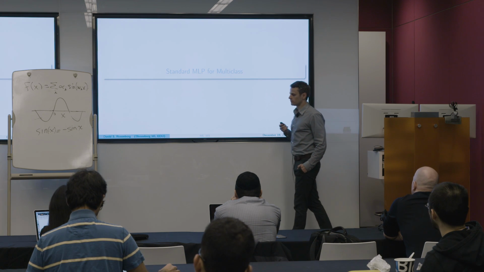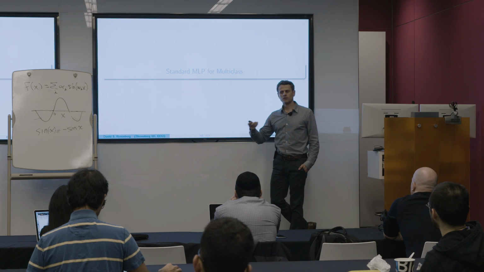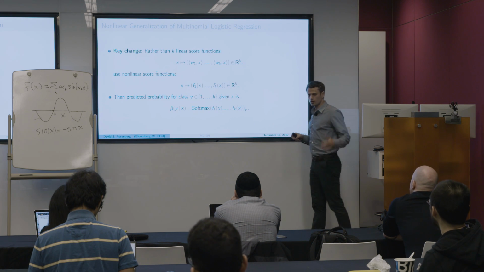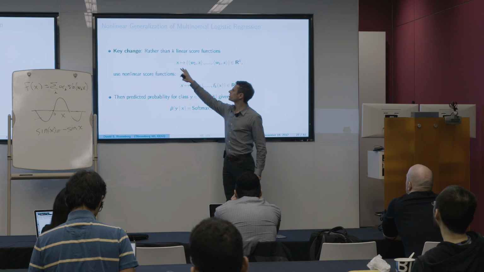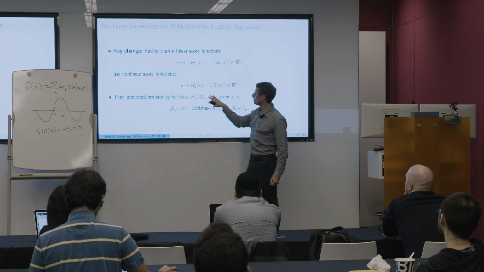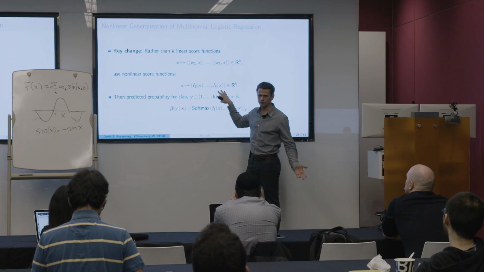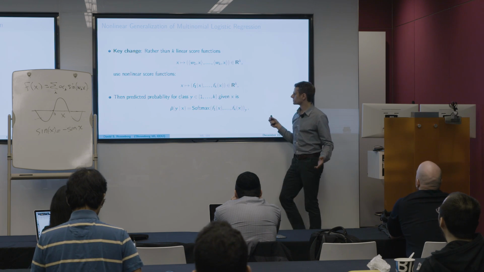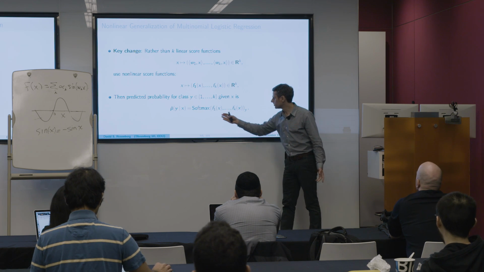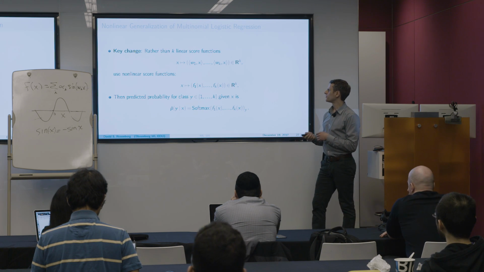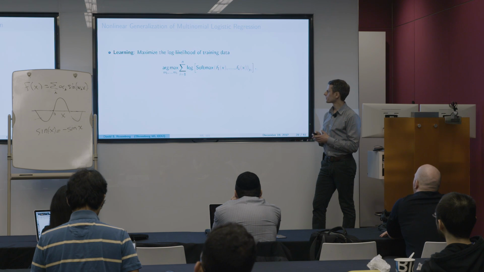So that's very nice if you want to do multinomial logistic regression. All right, so now let's go to the multilayer perceptron approach to classification. As was suggested, the key change is that rather than having these k linear score functions, we use k nonlinear score functions, f1 through fk. And in that case, the predicted probability has the same form. We just swap out our linear score functions for nonlinear f's instead.